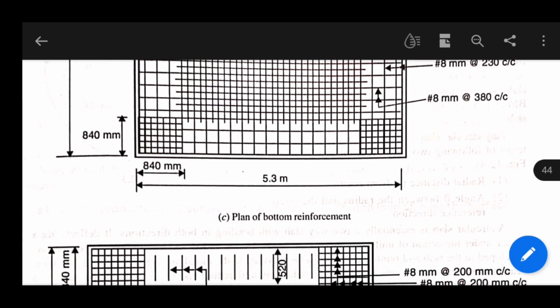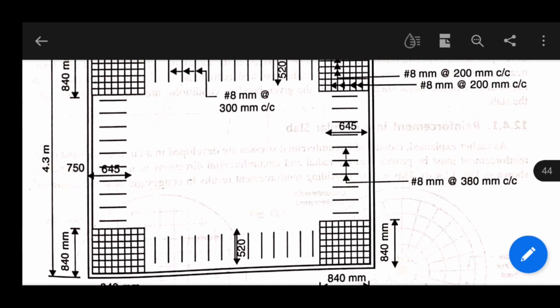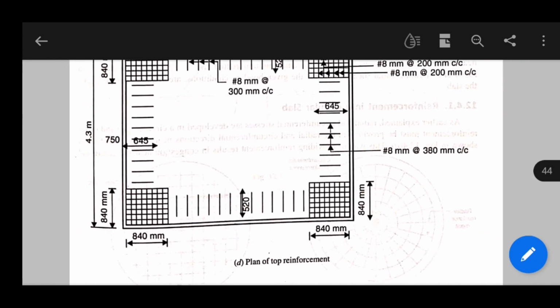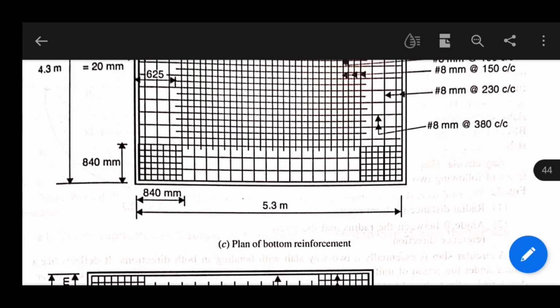So this is another view which is of top reinforcement. Here edge strip and mesh are given, but the middle strip is not given. And this is the main drawing.